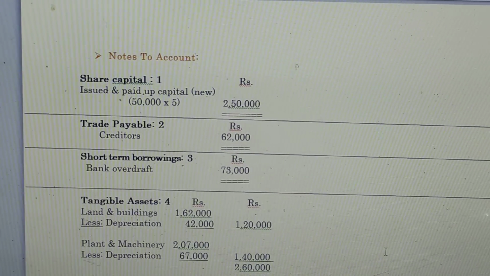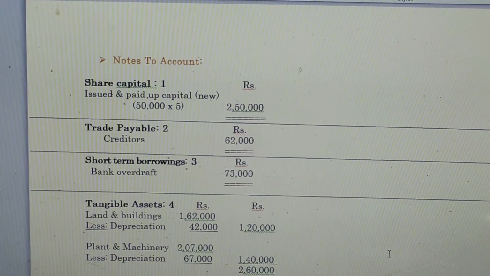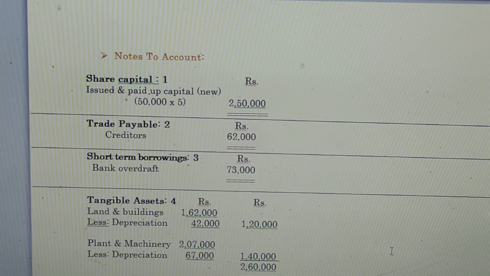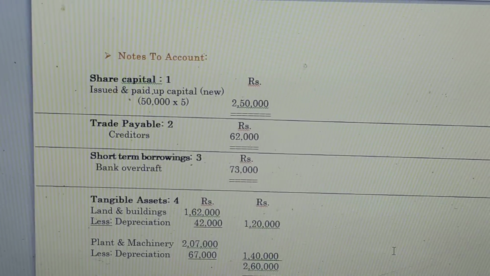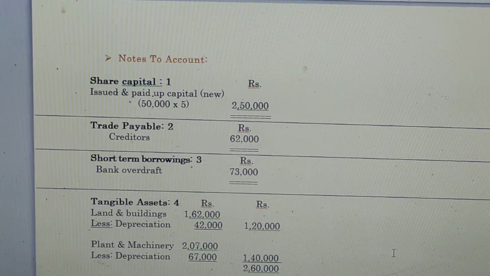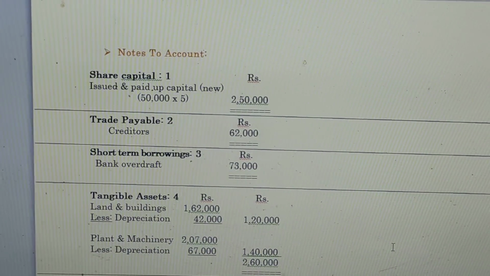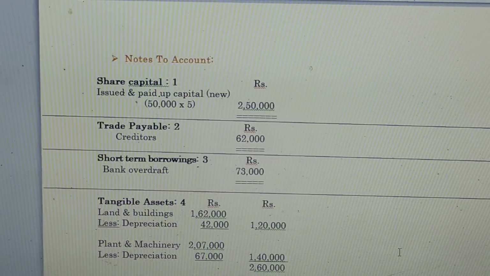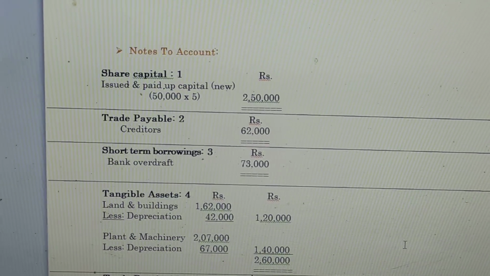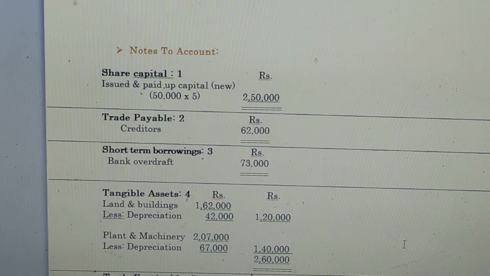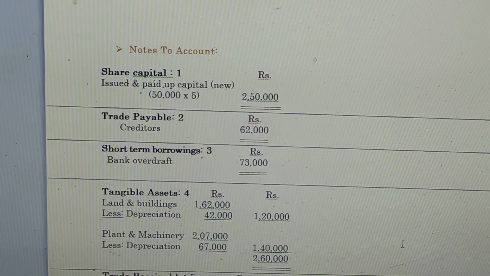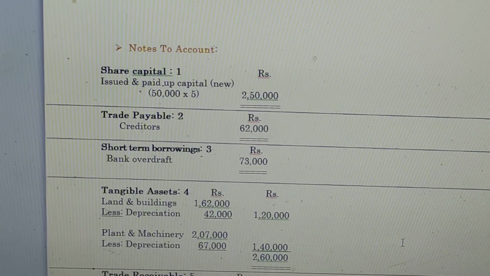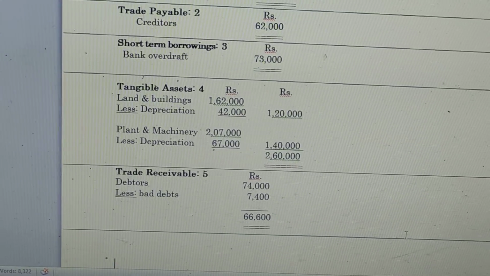First, note number 1 is share capital. Under the share capital, issued and paid up capital, new 50,000 multiplied by 5, the total value is 2,50,000. And note number 2 is trade payable. Under the trade payable, we have to mention creditors. The amount is rupees 62,000. And note number 3 is short-term borrowings. Under the short-term borrowings, we have to mention the bank overdraft. That value is 73,000.